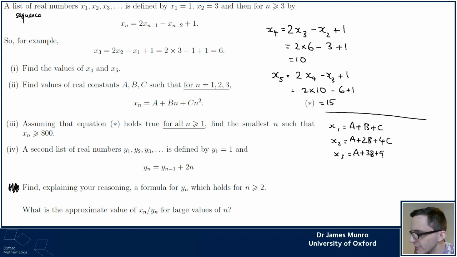How do you write a b? There we go, 3b plus 9c. Okay, but we know the values of x1, x2 and x3. We know that these are 1, 3 and 6. Okay, fantastic. So if this is going to work, then we need these three equations to hold true. So now we've got three simultaneous equations.